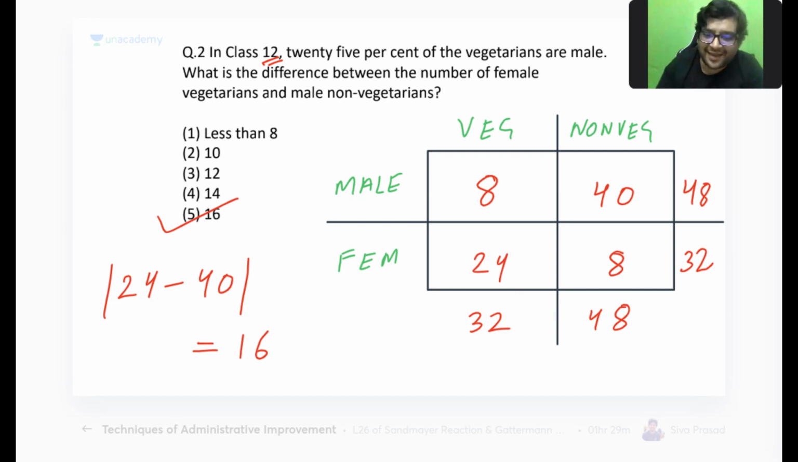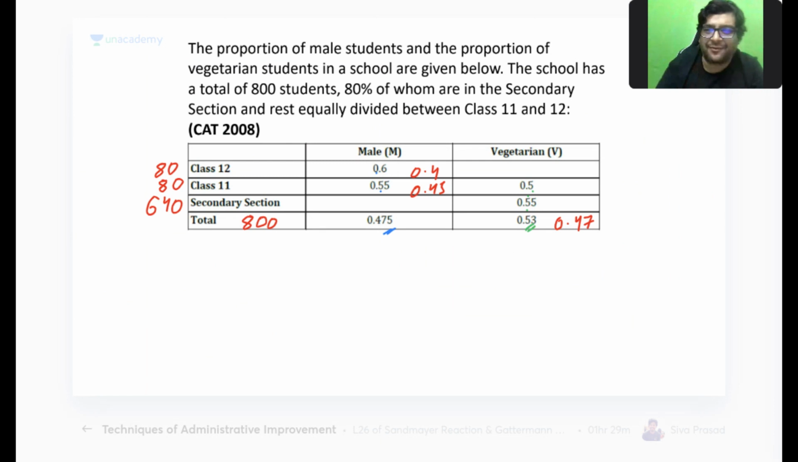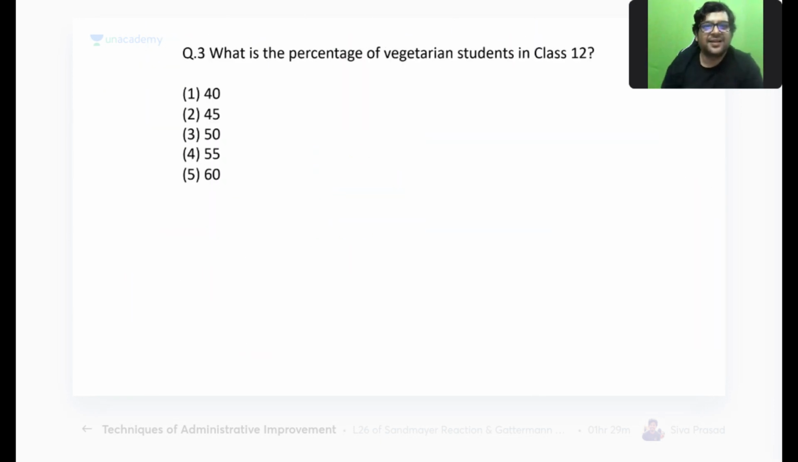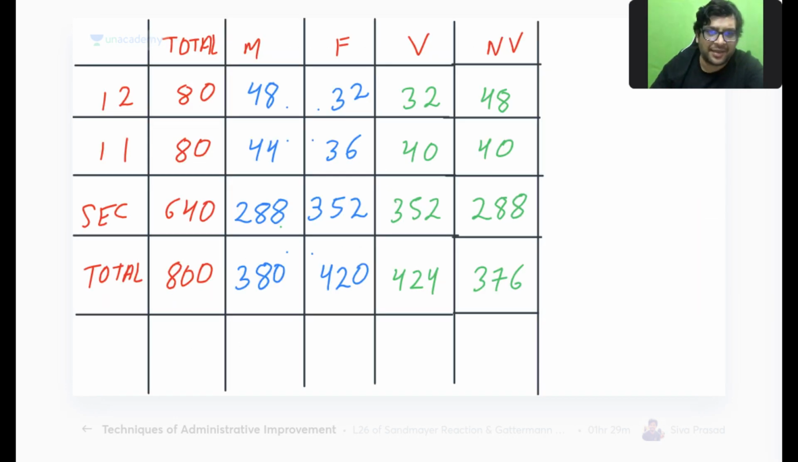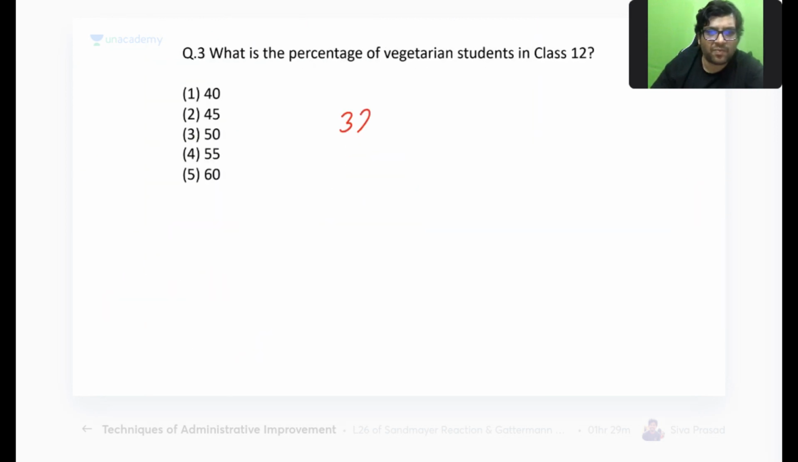भाई मेरे को याद था that I remember this from earlier that I made some calculation mistake. ये 11, 12 और 12, 11 का टेबल वापस बनाने में मैंने गलती कर दी थी. Anyways, percentage of vegetarian students in class 12th. So 32 students are there who are vegetarian. 32 out of 80, it is 40%.